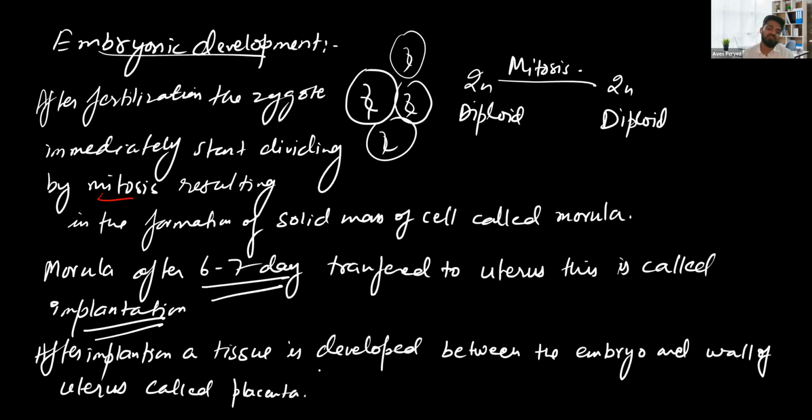After implantation, a tissue or cord is developed between the developing embryo and the wall of the uterus, which is called placenta. So please note it down.